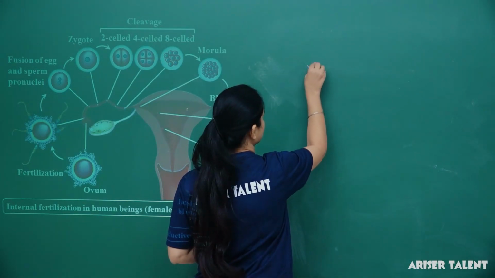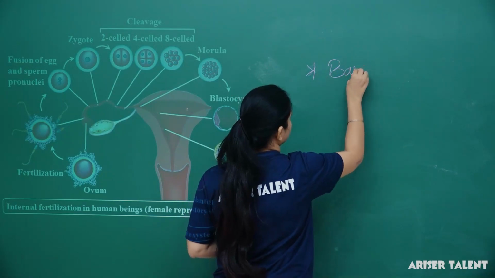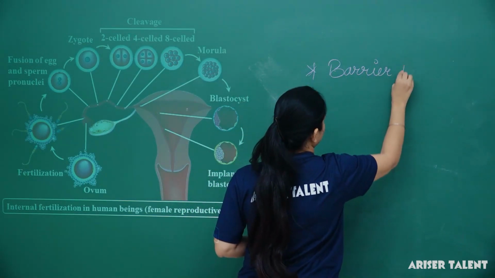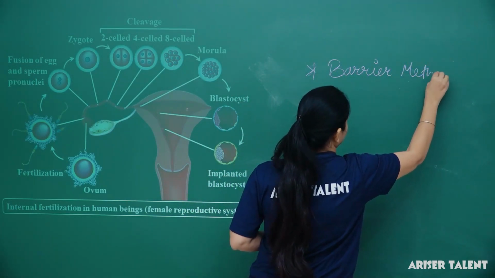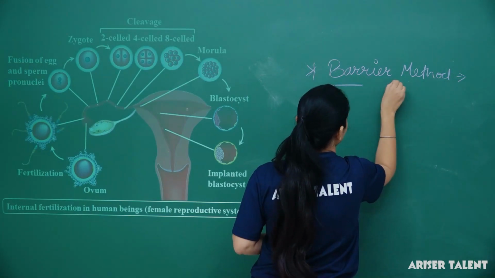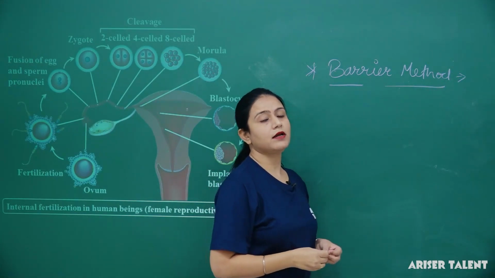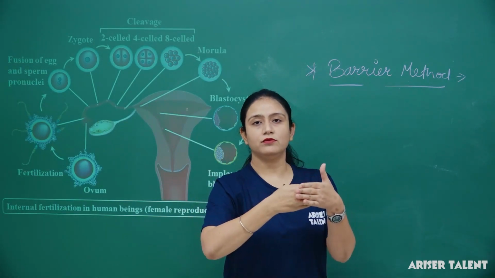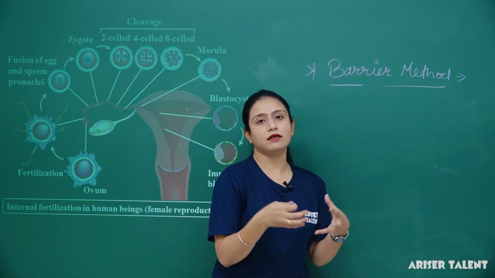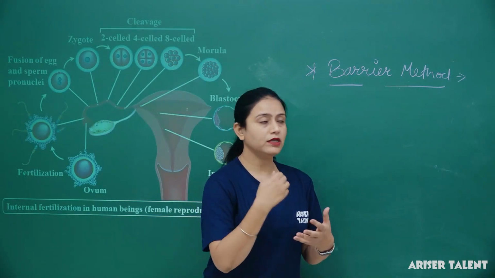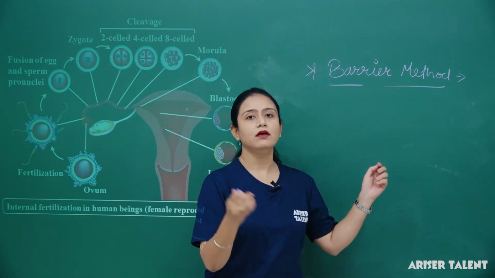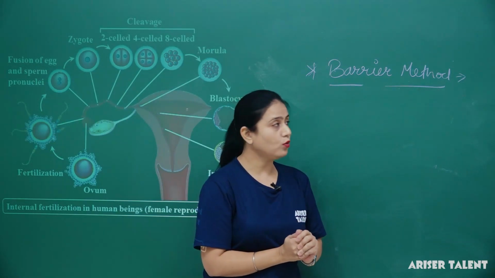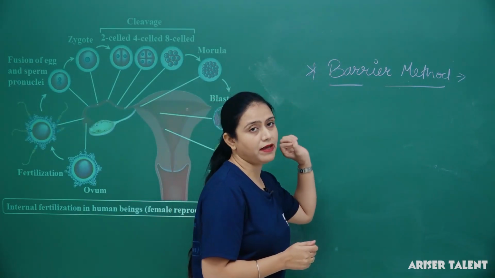First is barrier method. Barrier method, as we can understand by the name itself, barrier means we can add something to stop the fusion of sperm and ova. So generally it can be done by barrier method.